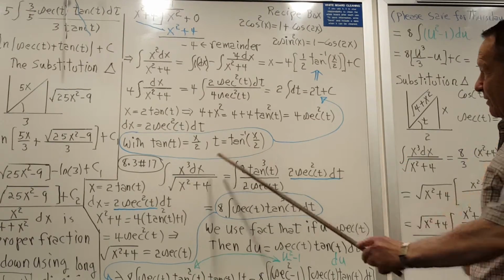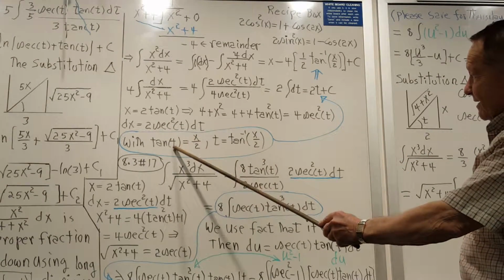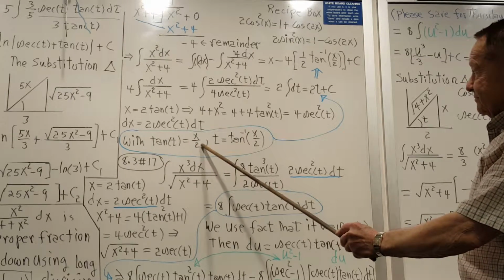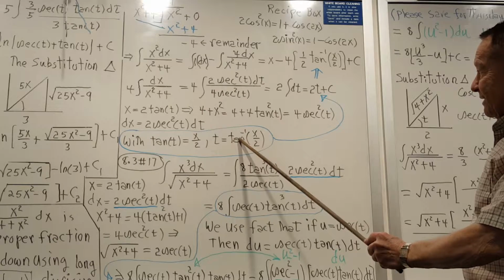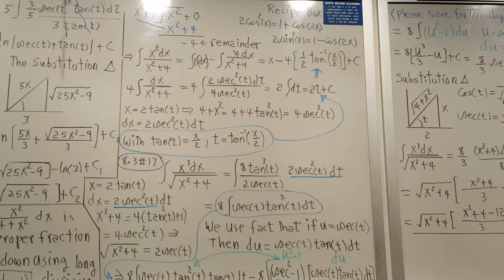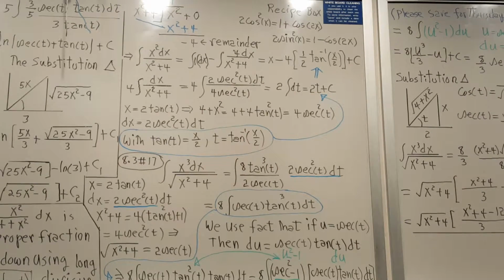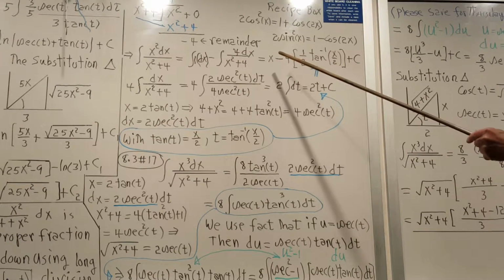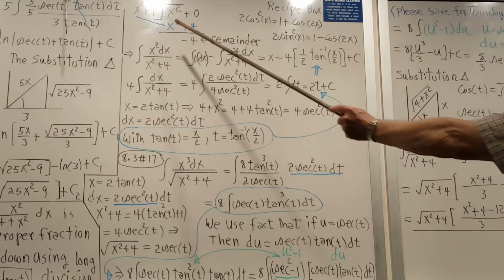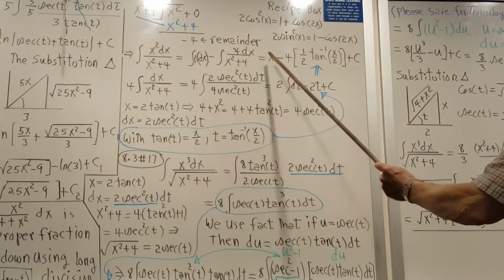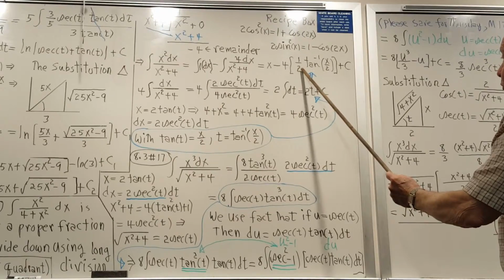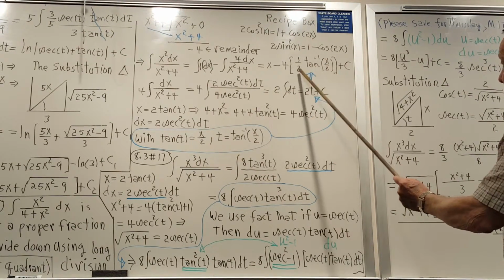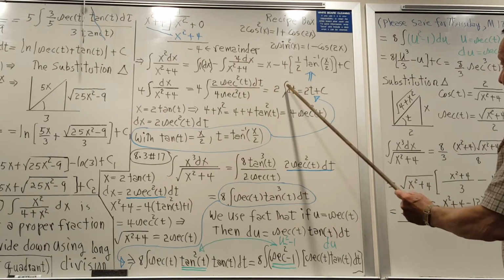then where tangent t is x over 2, t is going to be the arctangent. So you're going to end up with 1/2 arctangent x over 2. The 2 into the 4 goes 2.